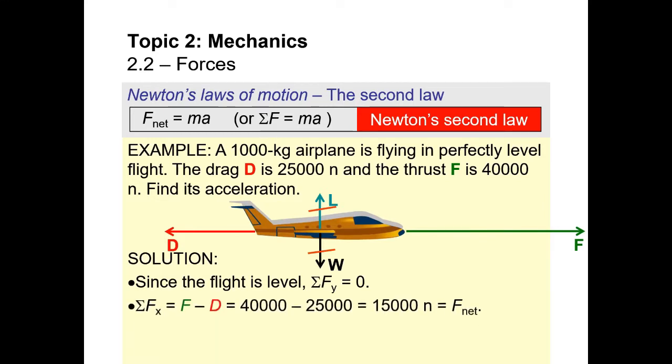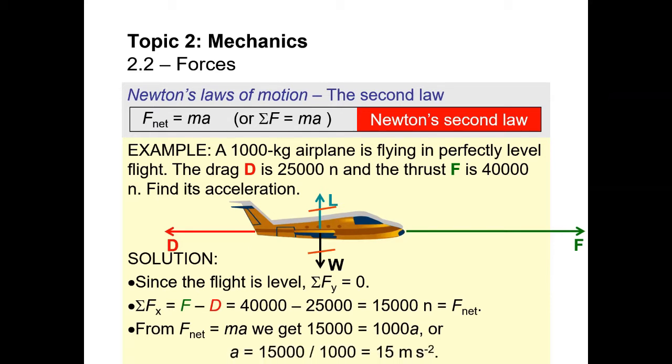Resultant force in x component, thrust 40,000 minus the drag force 25,000, that gives us 15,000 Newton. So our net force is 15,000 Newton. Apply Newton's second law formula. F net equals ma. F net is 15,000 Newton and mass is 1,000 kilogram. Acceleration is 15 meter per second per second.